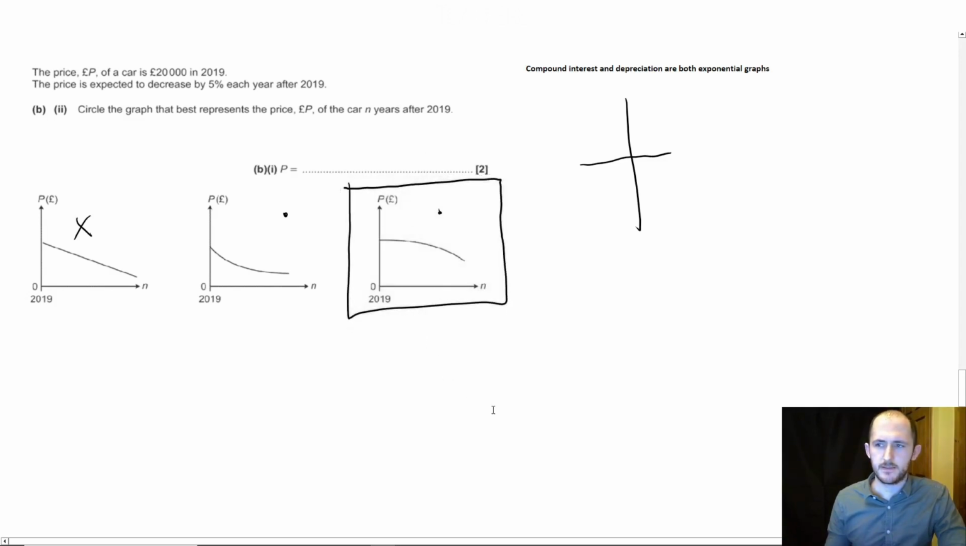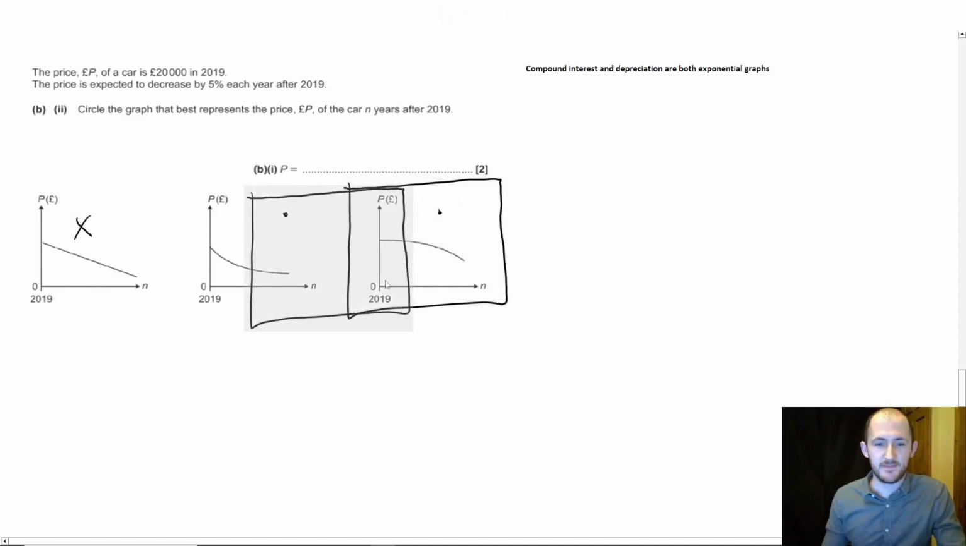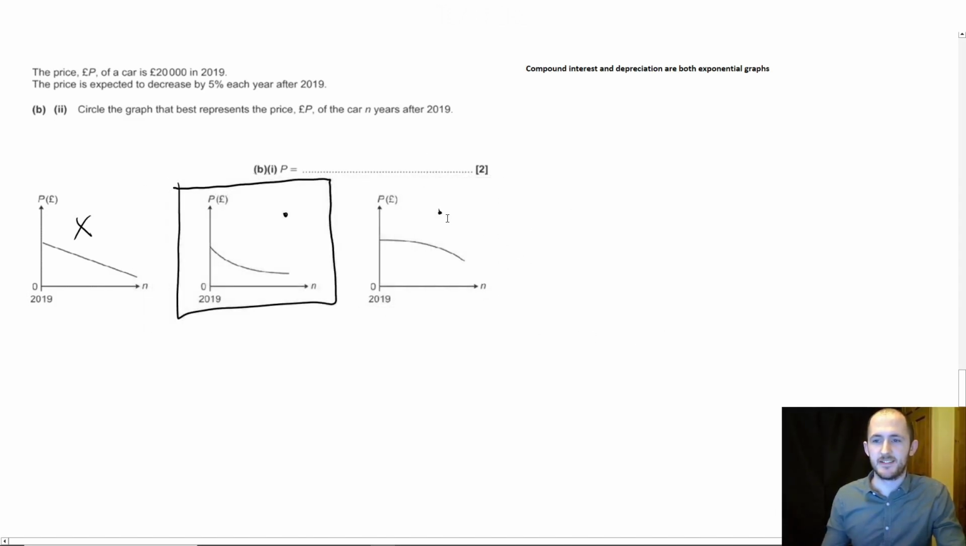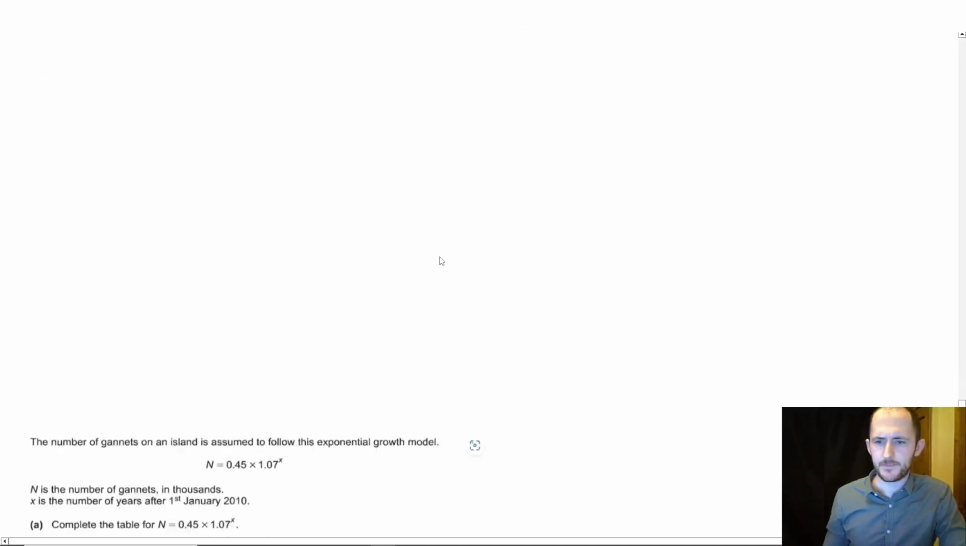Does that make sense? Any questions about that at all? Sorry, I circled the wrong one. My bad. I said what I meant, but it should start off steep and then level off. Whereas if it's increasing, it starts off slow and then speeds up. Okay, cool. Well, that's really good.